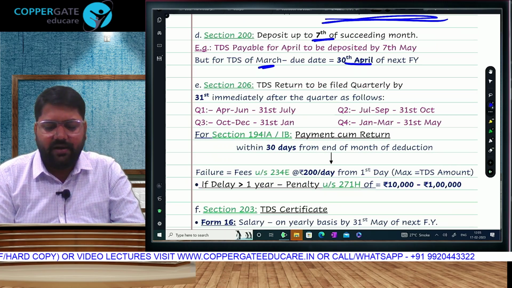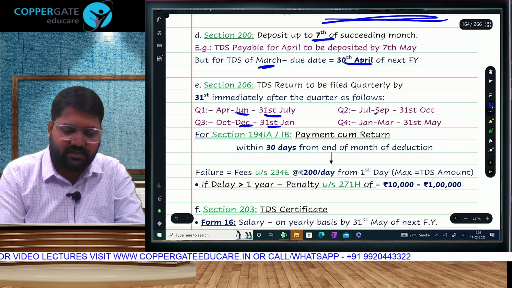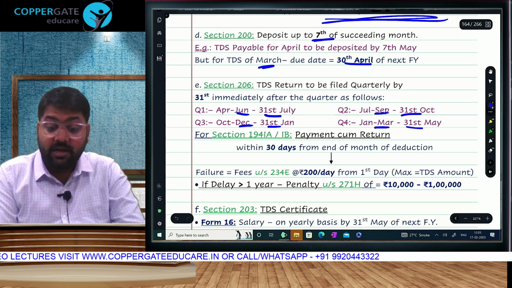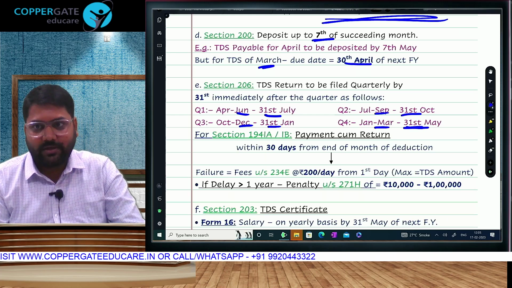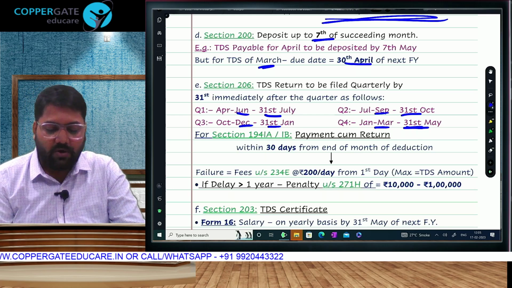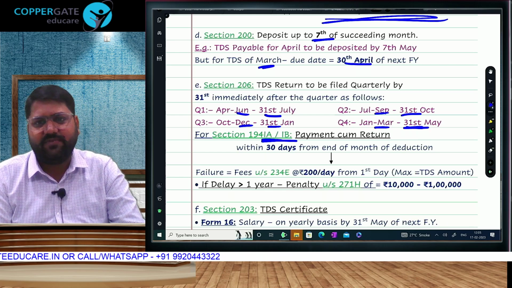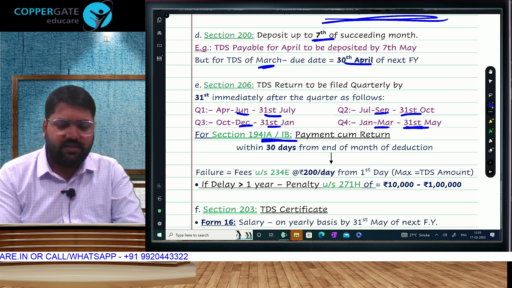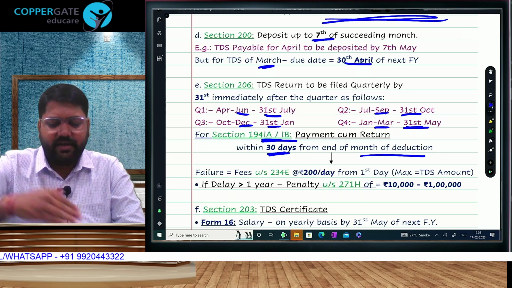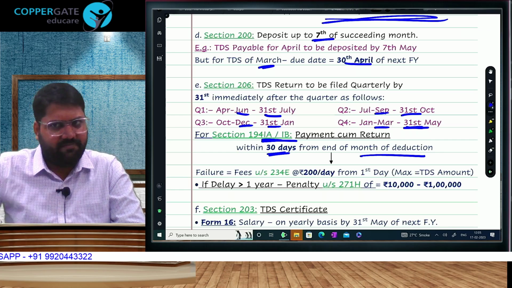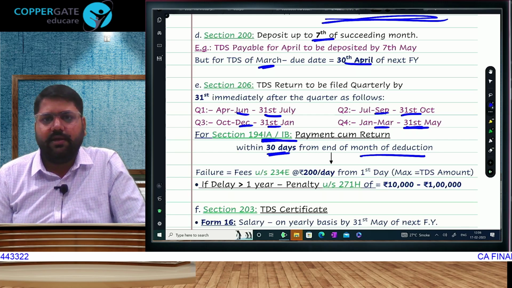TDS returns have to be filed quarterly. So for the June quarter, 31st July; for the December quarter, 31st January; for the September quarter, October; for the March quarter, 31st May, because April has no 31st. So it is the 31st immediately after the quarter. But 26QA, 26QB, as their nature is, QA is once in a lifetime, QB is once in the year. So this you have to do within 30 days from the end of the month: you have to furnish the payment-cum-return. Payment also you do, return also you furnish. No need to do it on a quarterly basis.